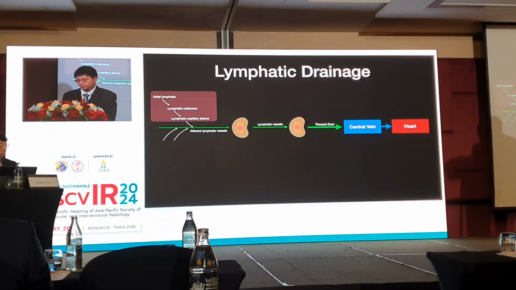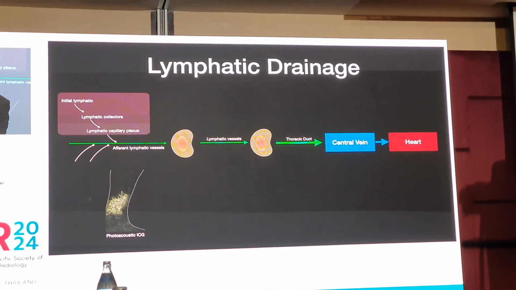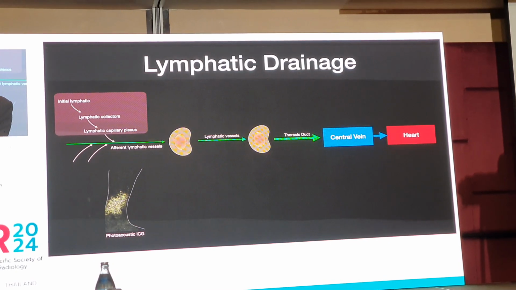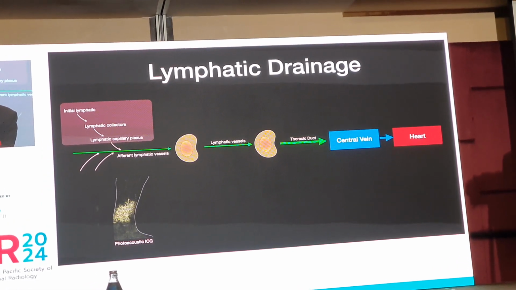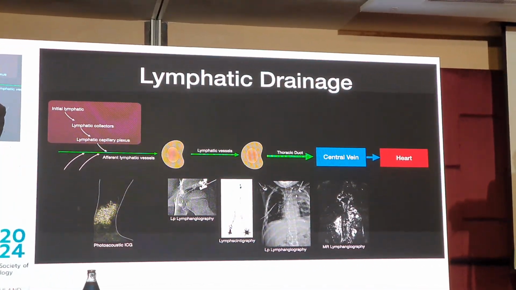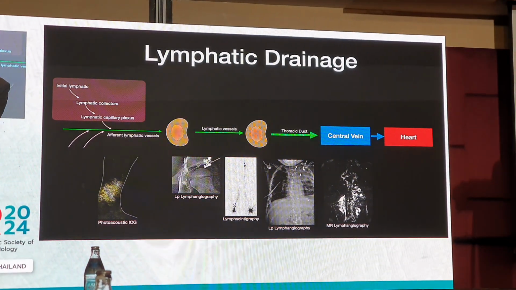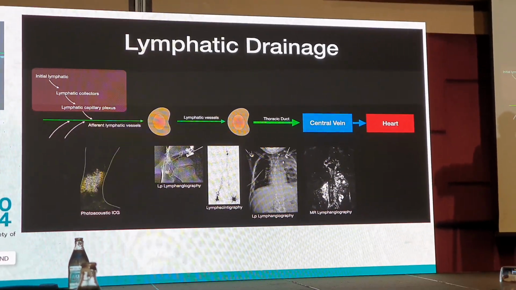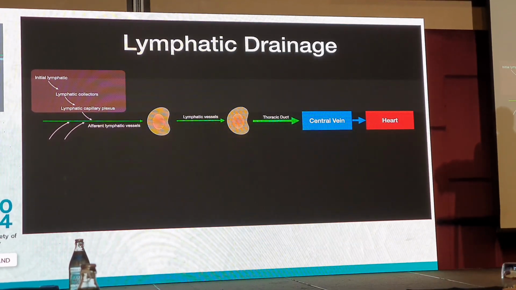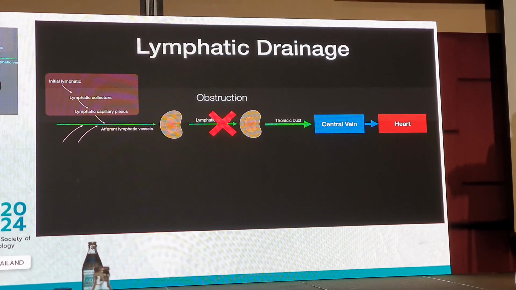goes to the heart. Can we visualize the lymphatic channels? Yes, we can. There are many ways. For example, this one is the photoacoustic imaging with indocyanine green and a special camera. You can see the lymphatic channel like that. And also the modalities that we have in the imaging department, like the conventional lymphangiography, lymphoscintigraphy, or MR lymphangiography with or without gadolinium.